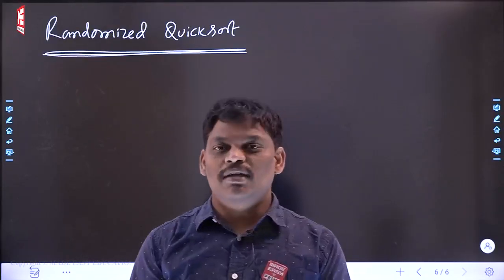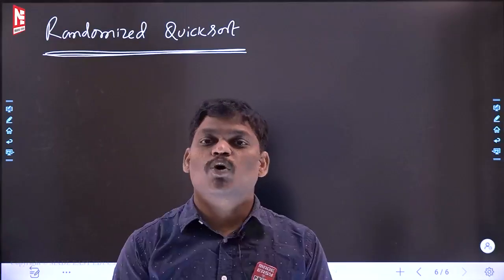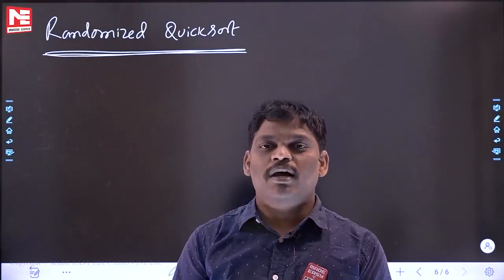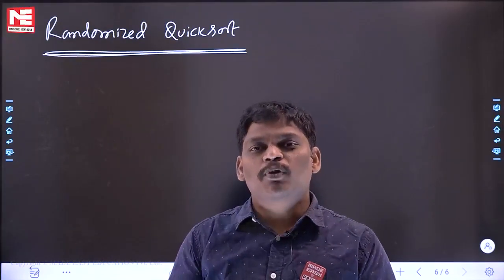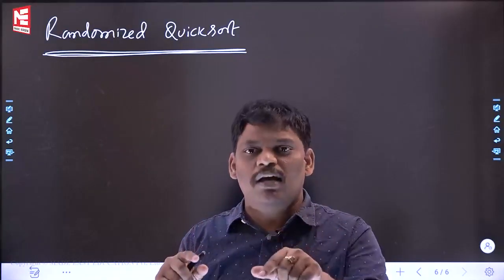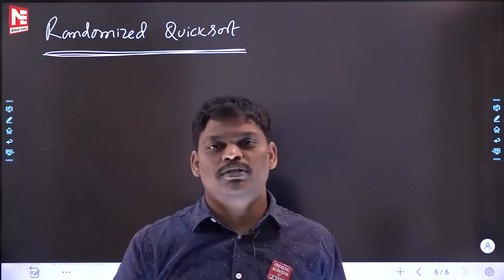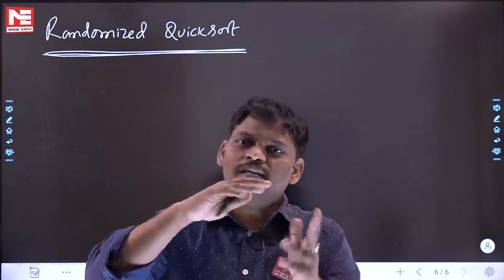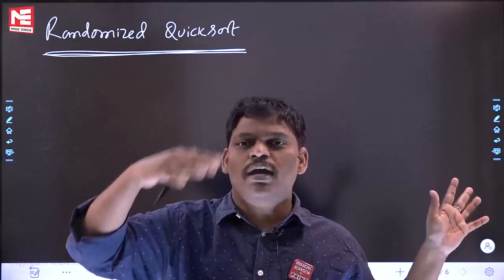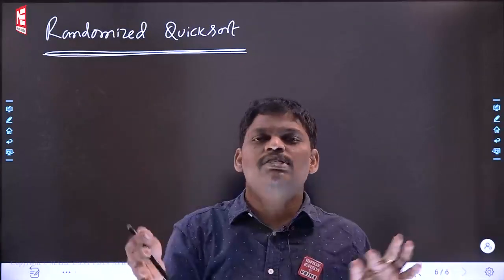Whenever your college is going on, assume that your college is at 9 o'clock in the morning. Some people go to college exactly at 9 o'clock every day. Every day they will go exactly at 9. This is called normal quicksort.